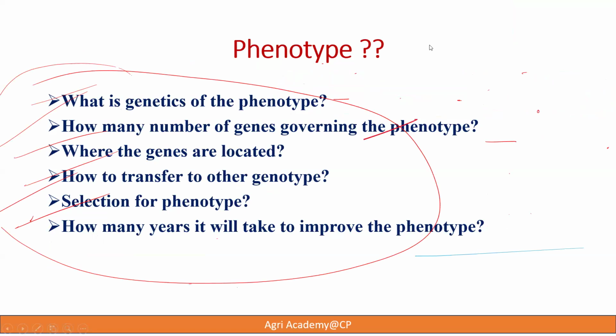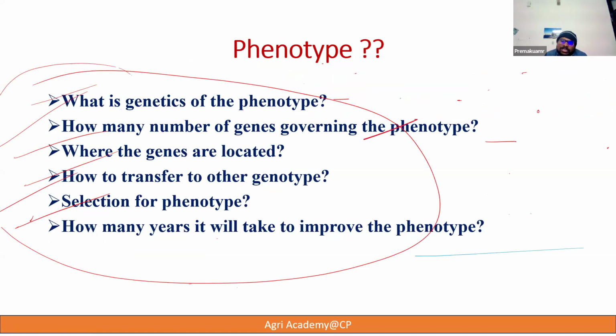Because many genes are governing it, sir, and it is affected by the environment. What happens? If it is governed by genes, see, even with a major gene, you are not going to look at the genes. We are going to look at the phenotype. But it is affected by the environment, sir. And heritability is also low.